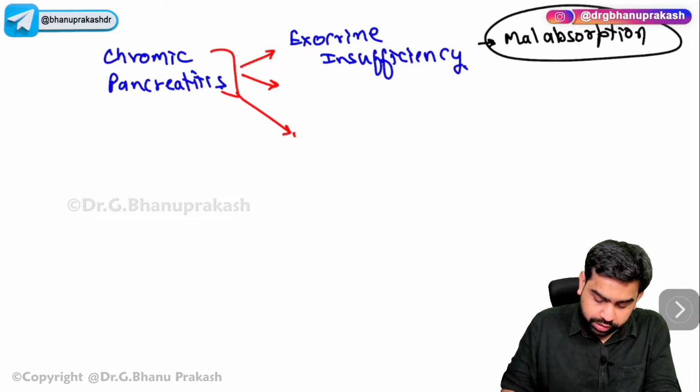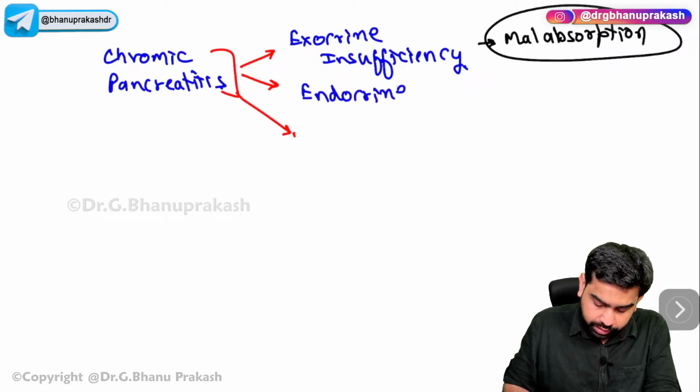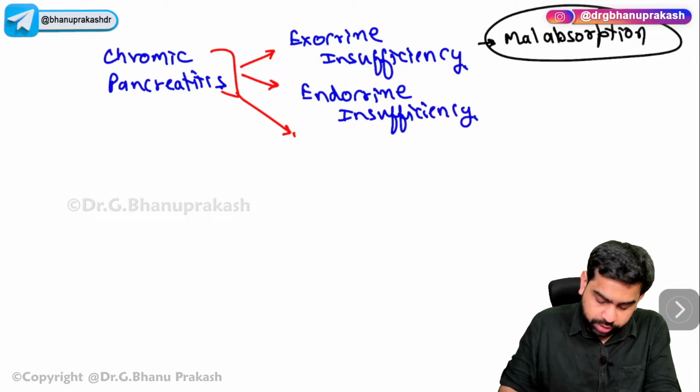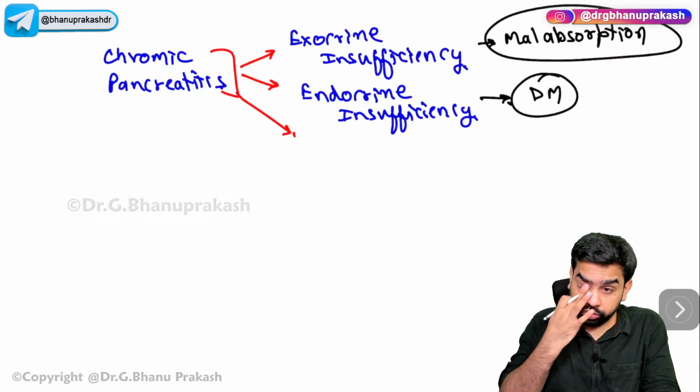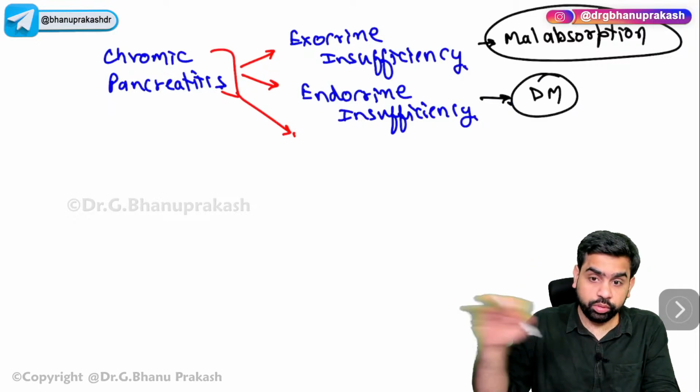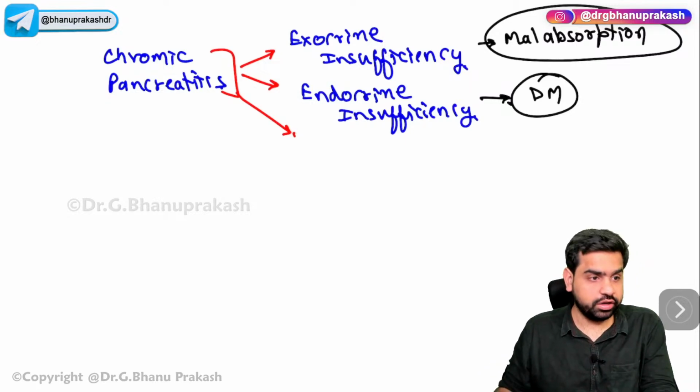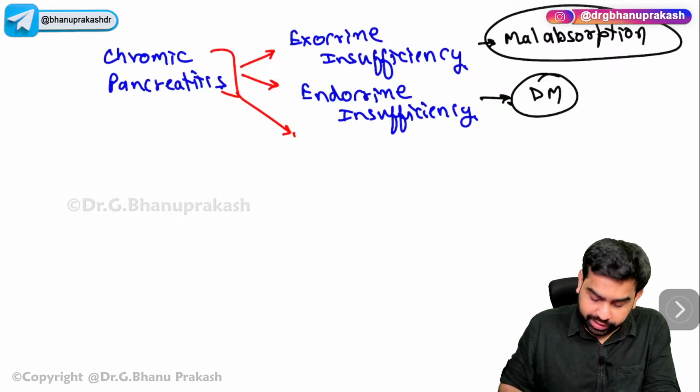Then what you need to understand is that the patients will have an endocrine insufficiency, and because of this, the patients are going to have diabetes and other kinds of things. Because there will be insulin deficiency, the patients are going to have diabetes and other stuff. Okay, but the important thing is the pain.